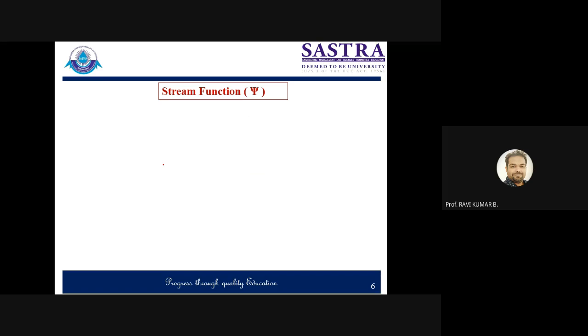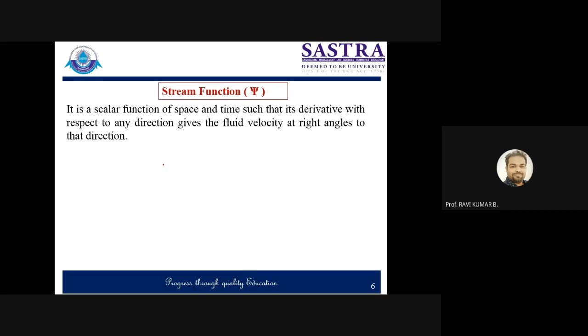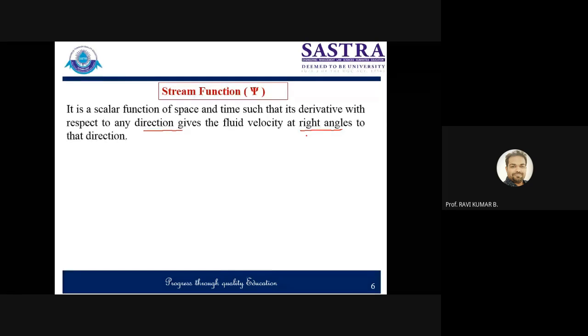Next one is stream function. When we are talking about stream function, we can say that it is a scalar function of space and time such that its derivative with respect to any direction gives the fluid velocity at right angles to that direction. So if we are differentiating with respect to x, dou psi by dou x will represent the velocity in y direction. So we can say v is equal to dou psi by dou x. If we are differentiating with respect to y, dou psi by dou y, then it will give you the velocity component in x direction. That is called small u.